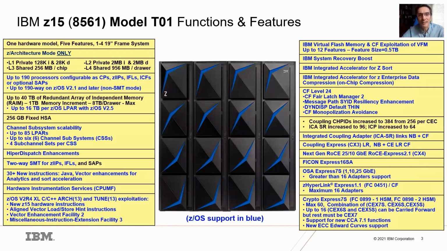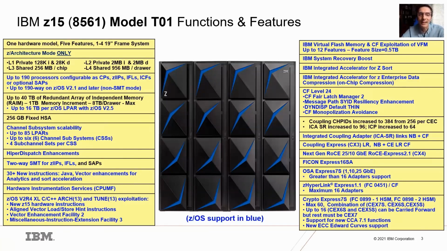Another improvement on the Z15 is the maximum amount of memory that can reside inside a Z15. On a Z14, the maximum was 32 terabytes, while on the Z15, it's up to 40 terabytes. And one thing very exciting for zOS in particular, if you're running with zOS 2.5, you can actually increase the size of the memory for a single LPAR up from 4 terabytes to now 16 terabytes for very specialized configurations where a large LPAR with lots of memory is required.